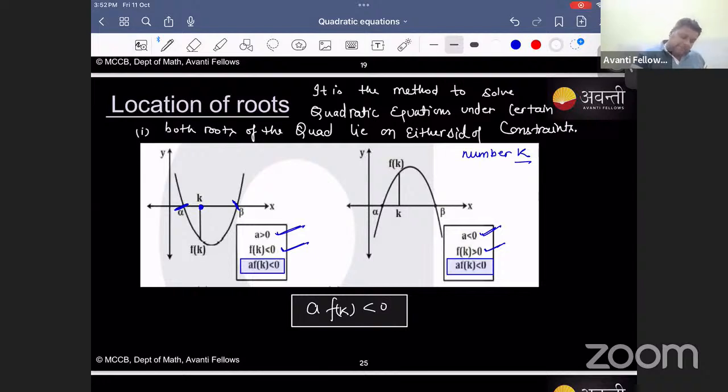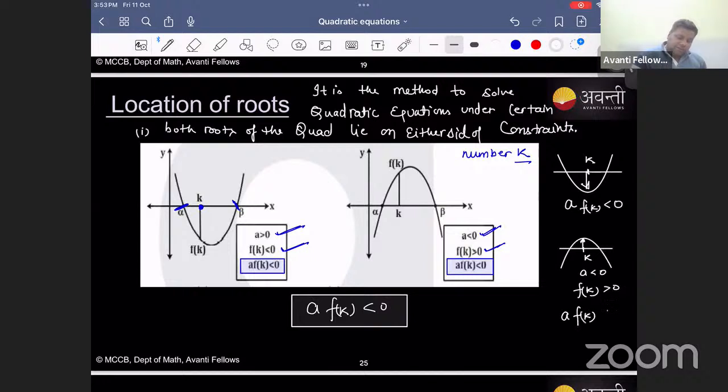Just simply apply a into f of k is less than 0. What I'm saying, if it is an upward opening parabola, this is k. One root is lesser than k, other root is more than k. Then see, a positive and f of k is less than 0. So a into f of k less than 0. Got it? If it is a downward opening parabola, then a negative, f of k positive. Say k it is, so f of k positive and a negative. So a into f of k again less than 0.